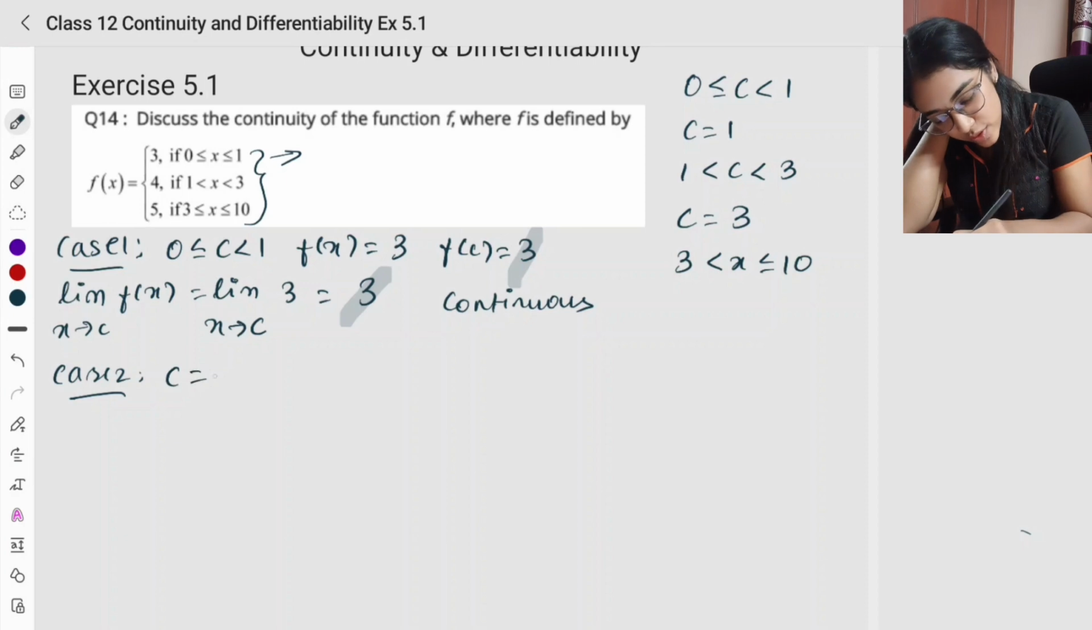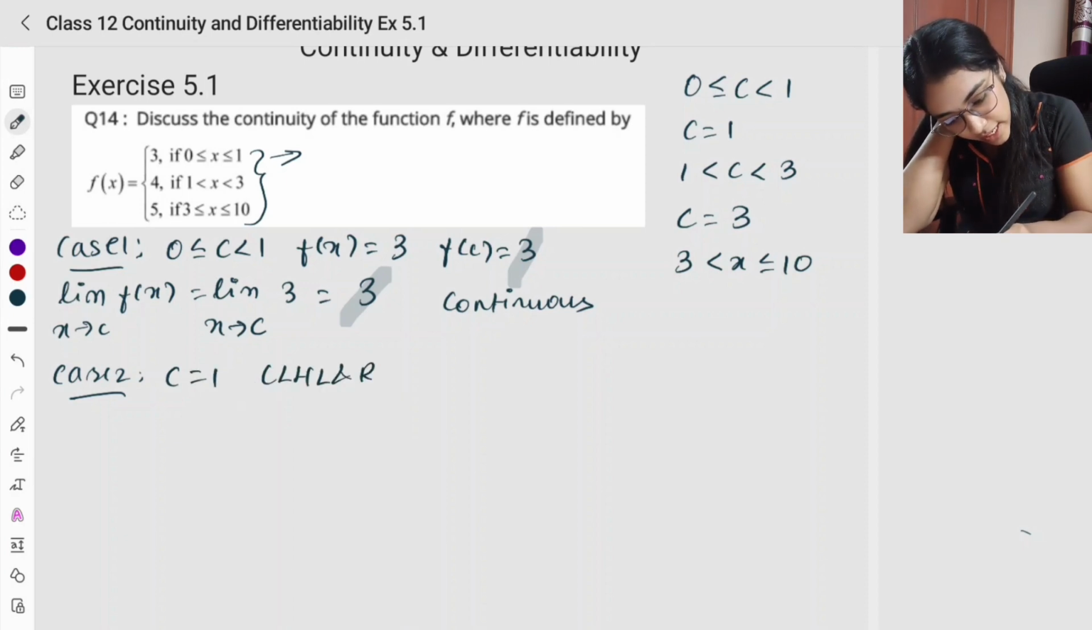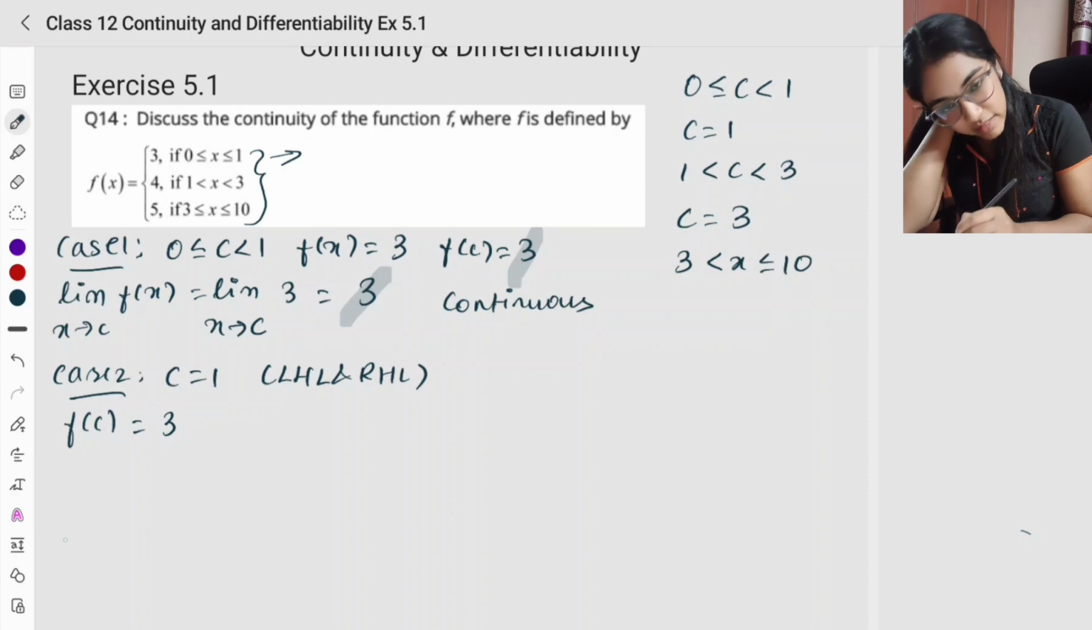Next, case 2. What is my case 2? C equal to 1. அப்போ என்ன பார்க்கணும்? I need to look for left hand limit and right hand limit. Now, first f of C எழுதுவோமா? What is my f of C at 1? What do I see? It is 3. Okay, it is the same case as the previous one. So, f of C கண்டுபிடிச்சாச்சு.